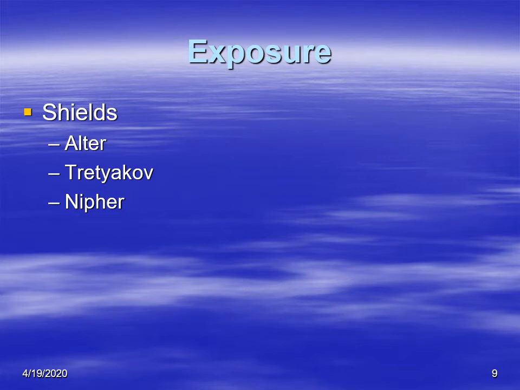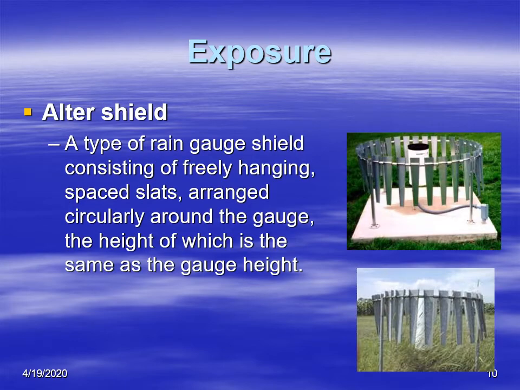To increase the amount of catch that the rain gauge experiences, shields may be used. And there are a number of different types of shields. We're going to look at the Alter, the Tretyakov, and also the Nipher shields. The Alter rain gauge shield is one that has slats hanging down that are free-moving. They can blow with the wind. They're arranged circularly around the rain gauge, and the height of the slats is the same height as the opening of the rain gauge.